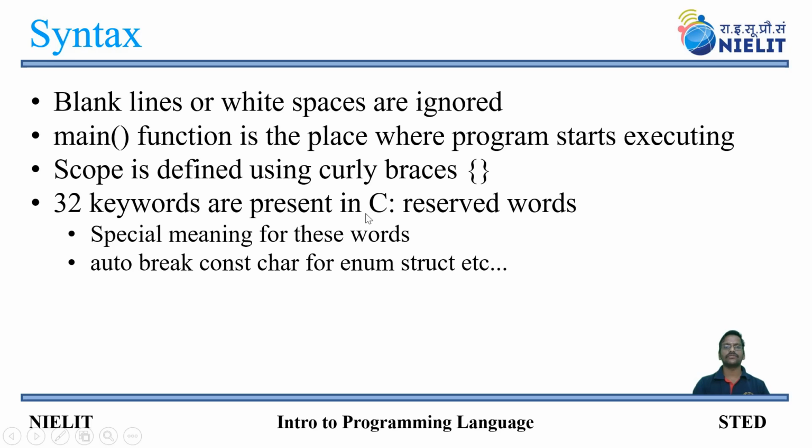There are 32 keywords present in C. Those keywords are like reserved words which have a special meaning. Example, like auto keyword, break, which has a special meaning, and we will discuss further what is meant by break and all. Like const, char, for, enum, struct. That means these are reserved words or keywords which have a specific meaning in this programming language.